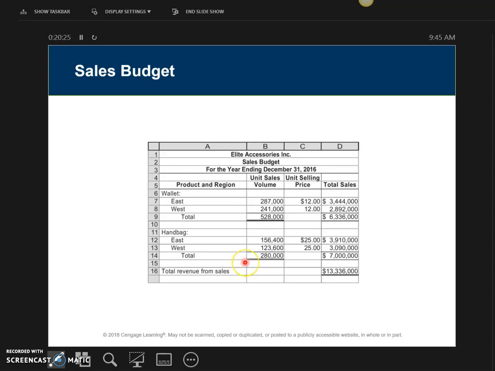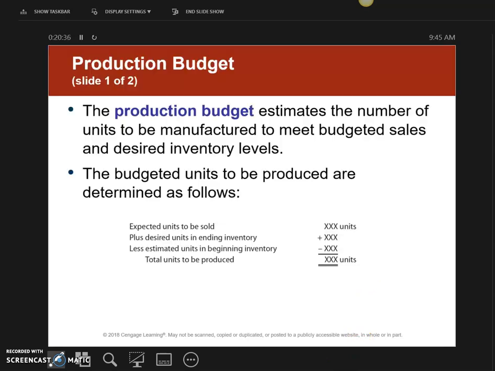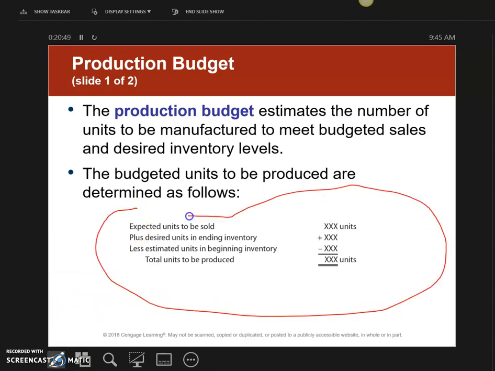So that's the quantity that I'll use as I go into the production budget. This is just my total revenue. So the next formula I'm going to show you is something you're going to have to memorize. This right here, very, very important. Okay, you know what? Let me highlight that with my pen. This is extremely important. Write it down.